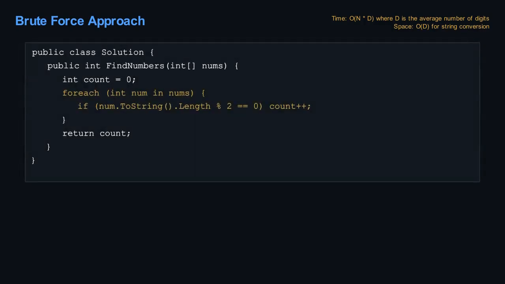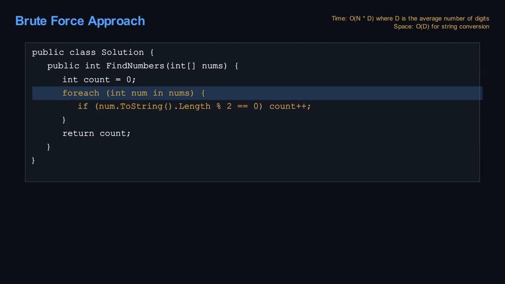A common first thought, and often the most straightforward to implement, is to convert each number to a string. Once it's a string, checking its length is trivial. We'd iterate through the array, convert each number, get its length, check if the length is even, and increment a counter. While this works, string conversion isn't free. It introduces overhead and potentially allocates new memory for each number, making it inefficient for larger inputs or performance-critical scenarios.